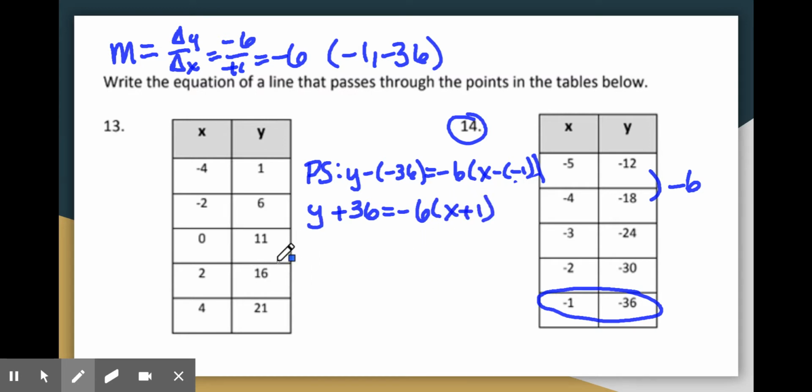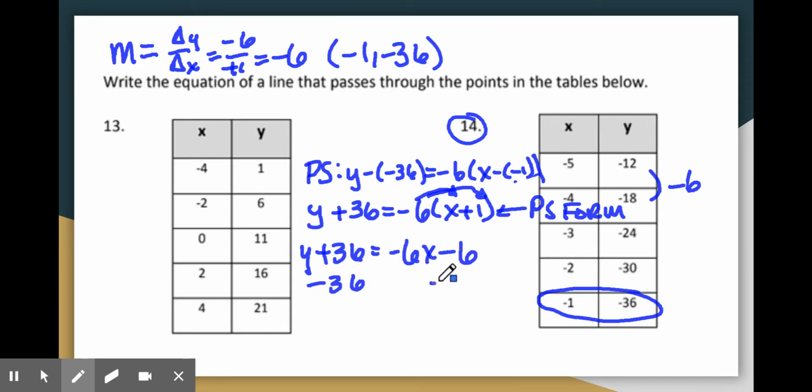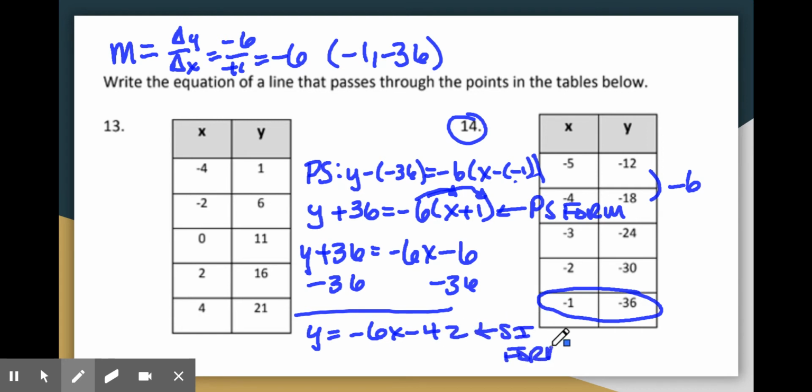Now, if I asked you to write it in slope-intercept form, fine, keep going. Distribute the negative 6, right? This is point-slope form. If I distribute the negative 6, I have y plus 36 equals negative 6x minus 6. And subtract 36 on both sides. I have y equals negative 6x minus 42. And there's your answer in slope-intercept form. So you have to be able to write your answers in both forms. And I'm pretty sure that's all we got. So thanks for clicking.